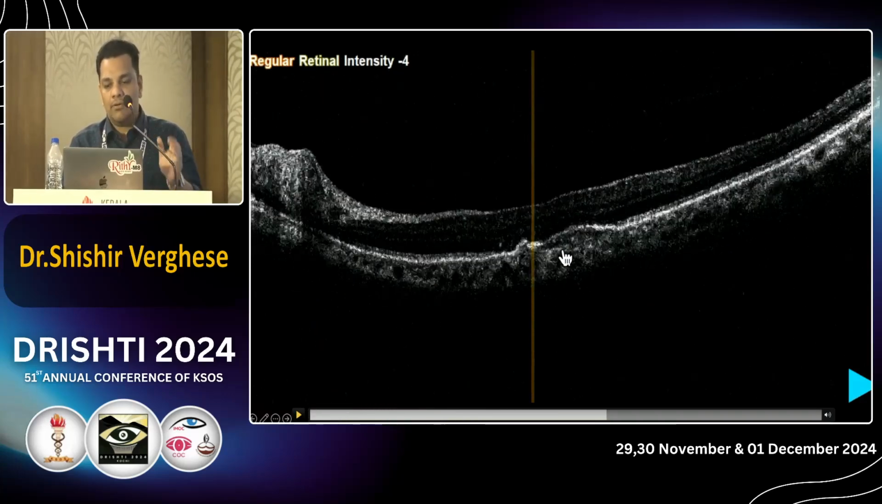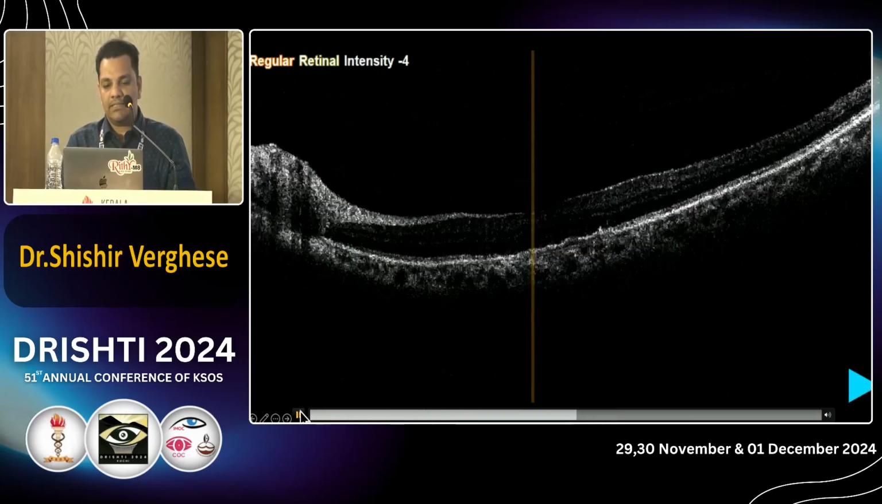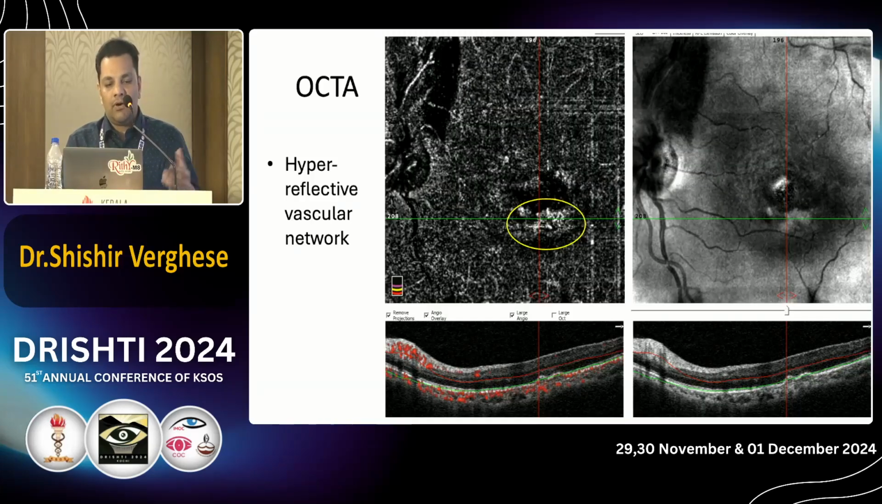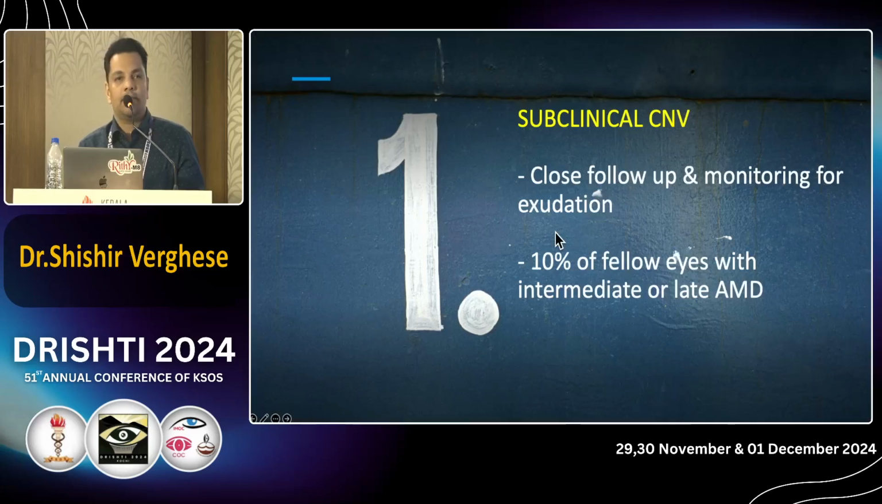you can see this shallow RPE irregular elevation. There is no fluid, there is no subretinal hemorrhage, it's just this elevation that you can see on the scan. And then when you do the OCTA, you can see this hyperreflective vascular network at the area of the RPE, where there should be no vasculature at all. And so we know that this is a subclinical CNV, and this patient requires close follow-up and monitoring for exudation.